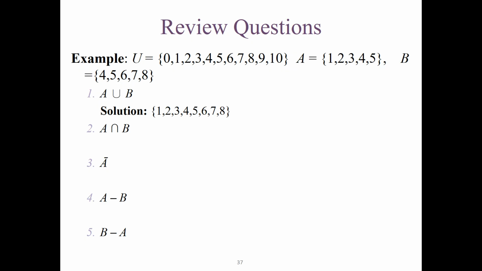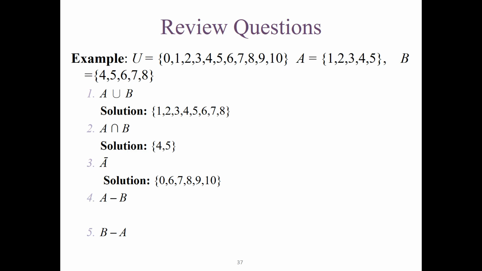The intersection of A and B: the element should be both in A and also in B. So the solution is the set of 4 and 5. Next, A's complement is not in A but in the universal set. We use universal minus A, and it will be the complement of set A. So we need to discover all elements not in A but in the universal set. So it will be 0 and from 6 to 10.